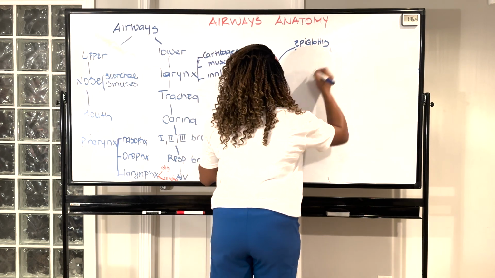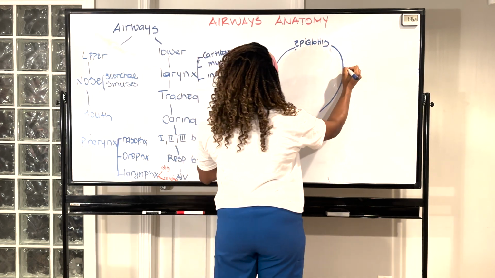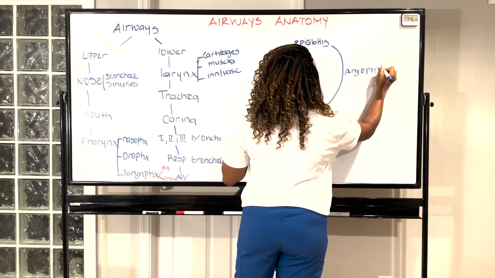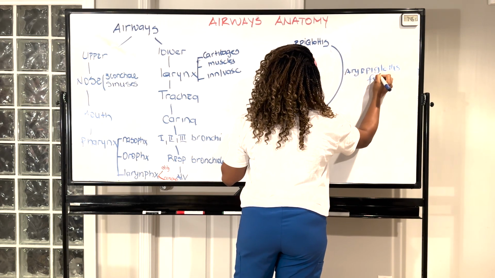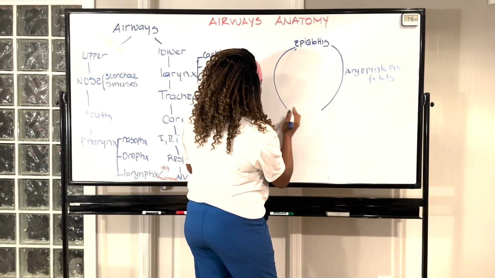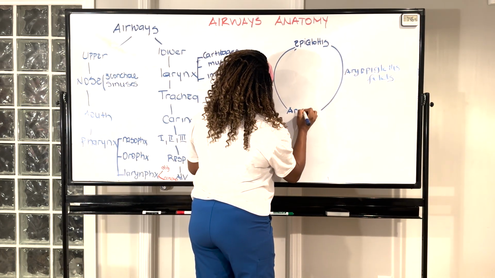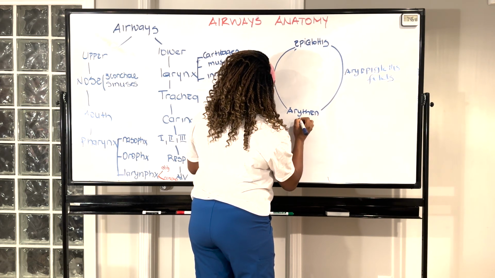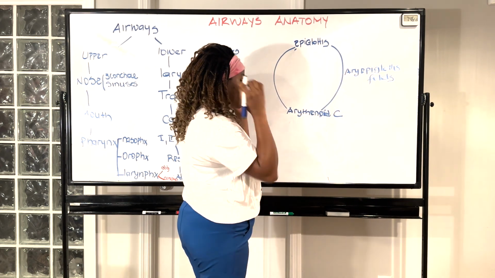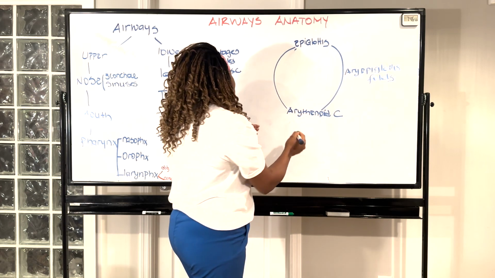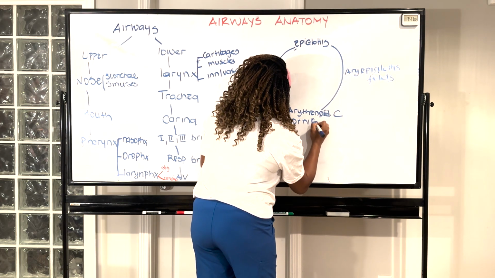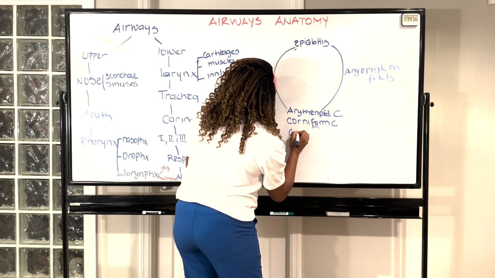You're going to have two folds here, which are called aryepiglottic folds. They're going to be there on each side. And then here, you're going to have your arytenoid cartilage. And on top of your arytenoid cartilage, just like a horn, you're going to have your corniculate cartilage and your cuneiform cartilage.